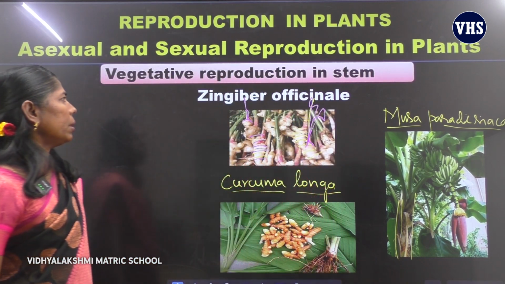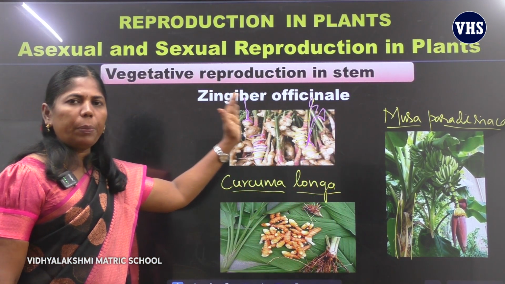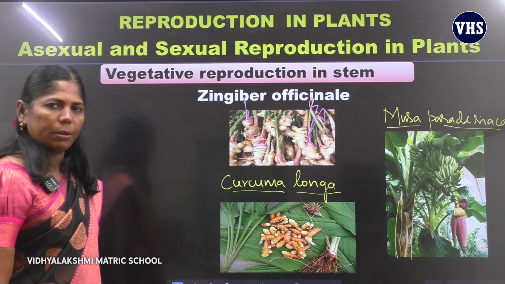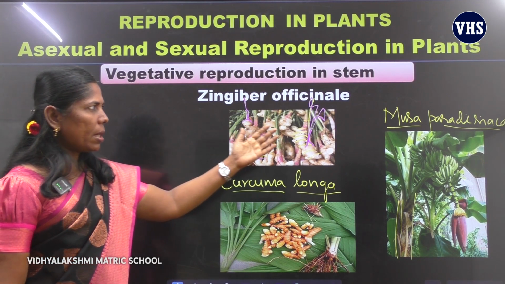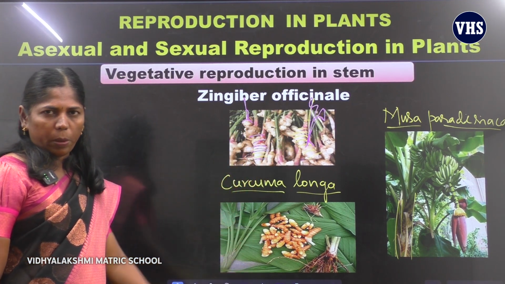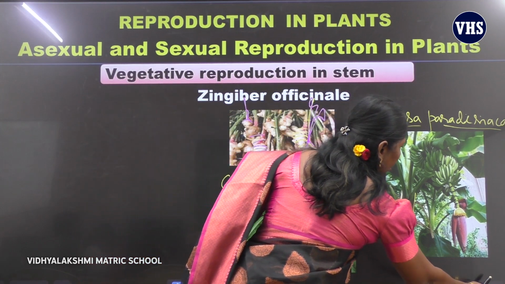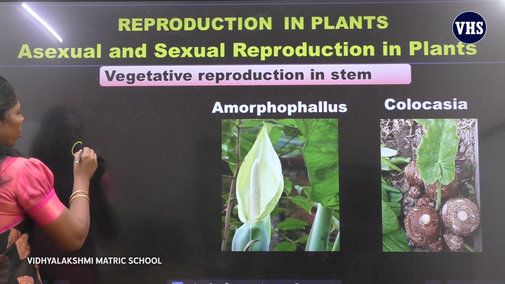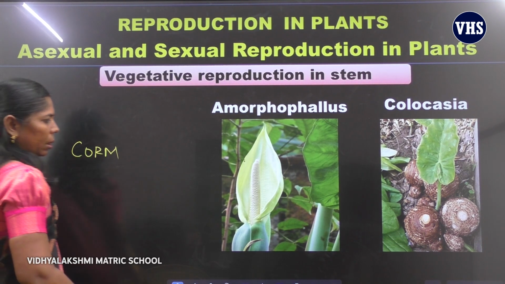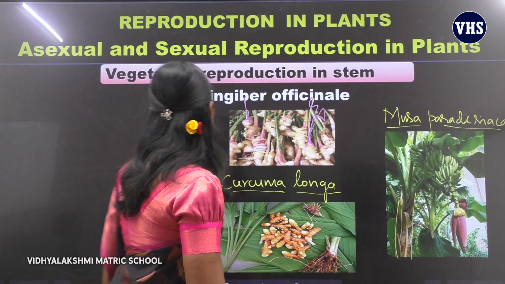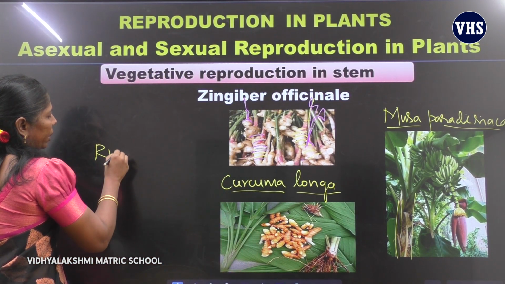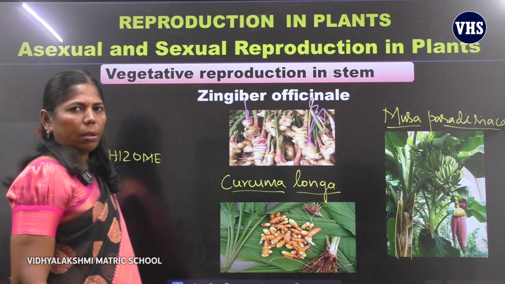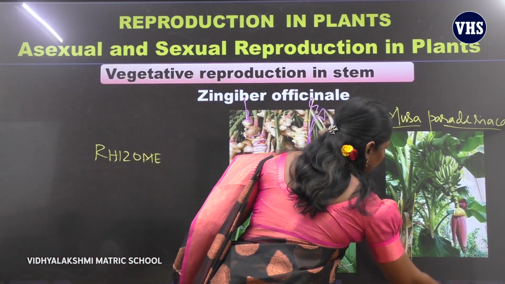So these are all examples for stem reproduction. That is, among vegetative parts, the stem gives us vegetative propagation. Okay? So one is Zingiber officinale, another one is Musa paradisiaca, and the next one is Curcuma longa. And the next one is for corm. Actually, for this, the heading is corm. And before that one, that is a rhizome. The type for this is rhizome. Okay? And the second type is a corm.